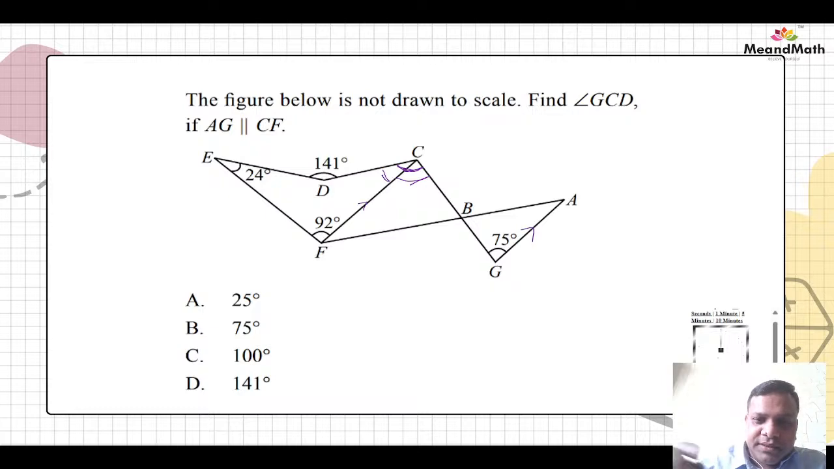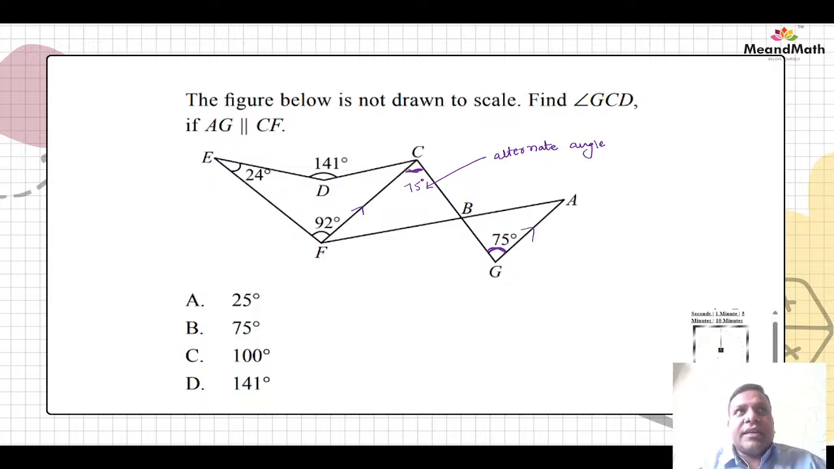Okay, let's see. This question doesn't involve so much calculation. This angle and this angle both are alternate angles. So this is 75 degree. Why alternate angle? Because alternate angles are equal. So angle G is 75. That's why angle FCB is also 75.